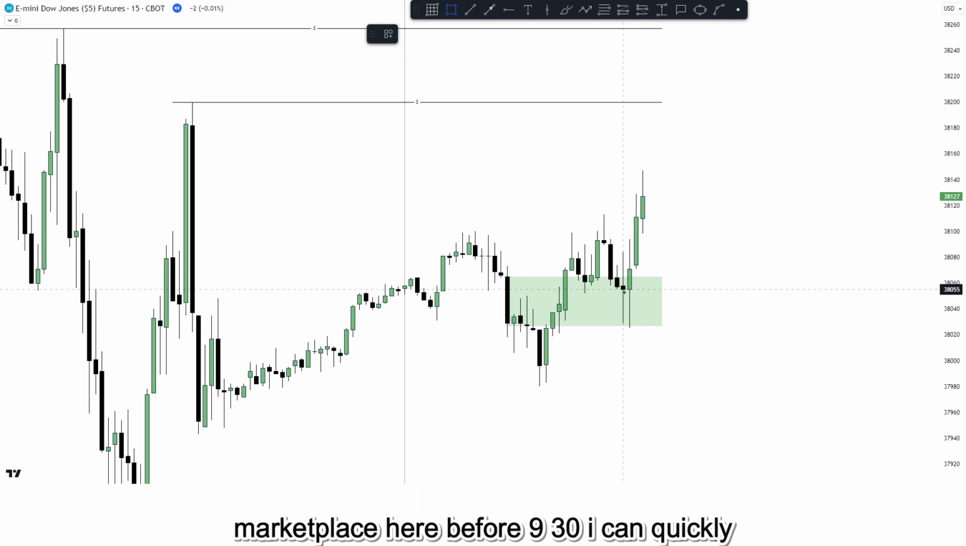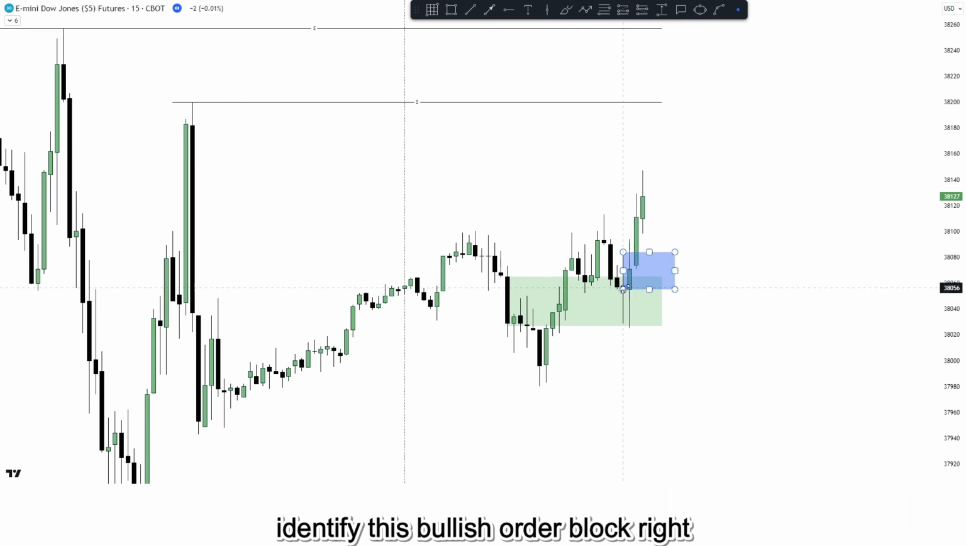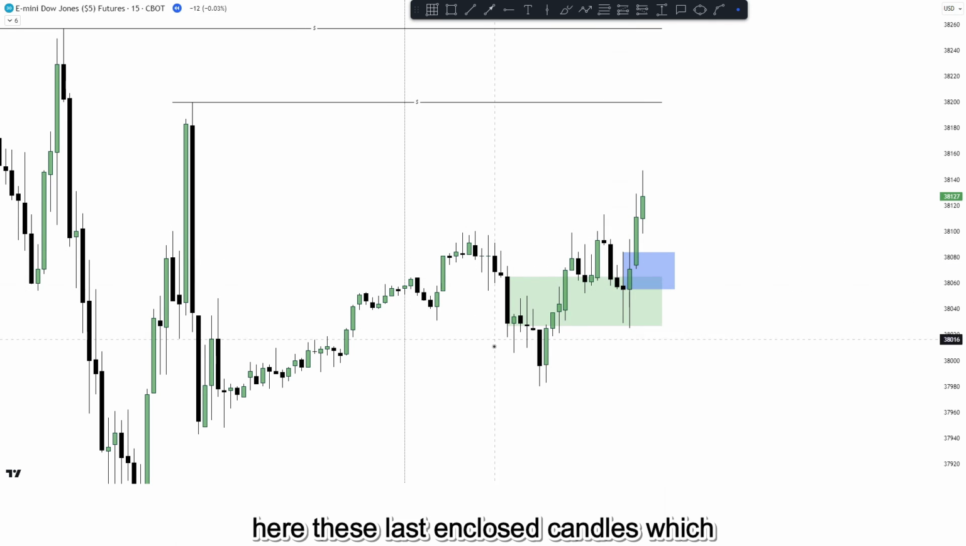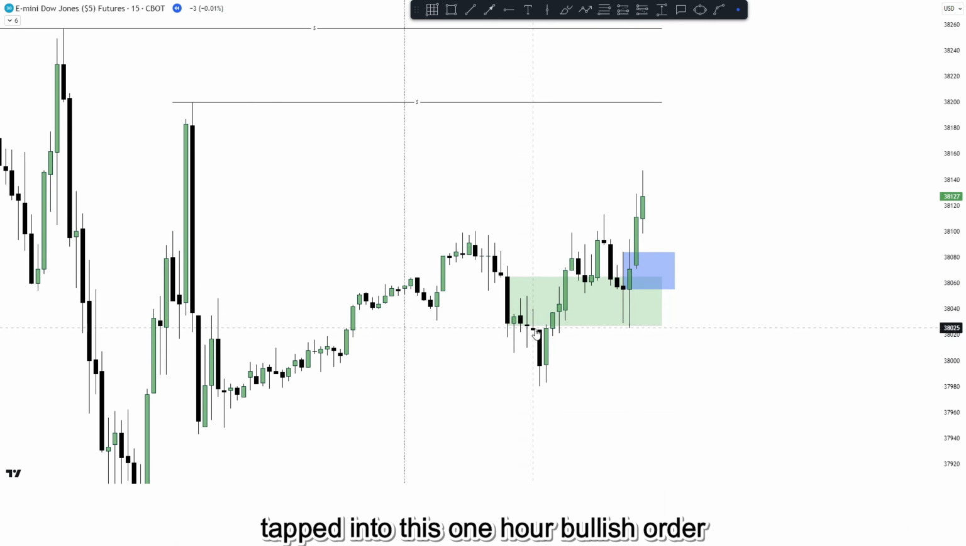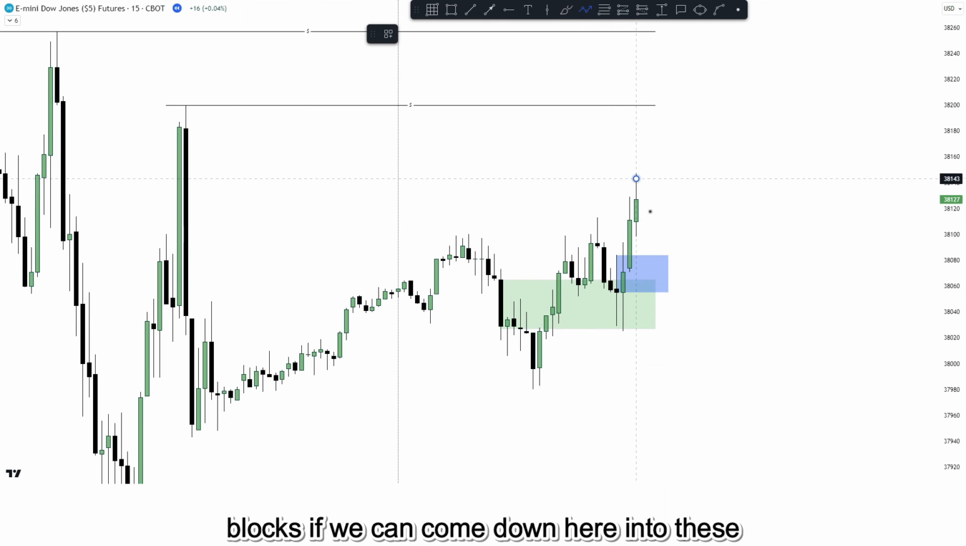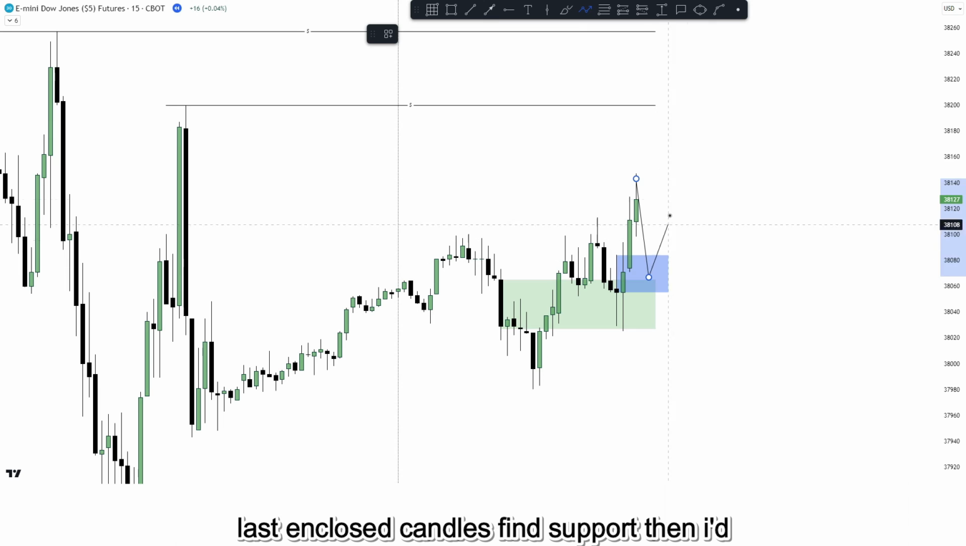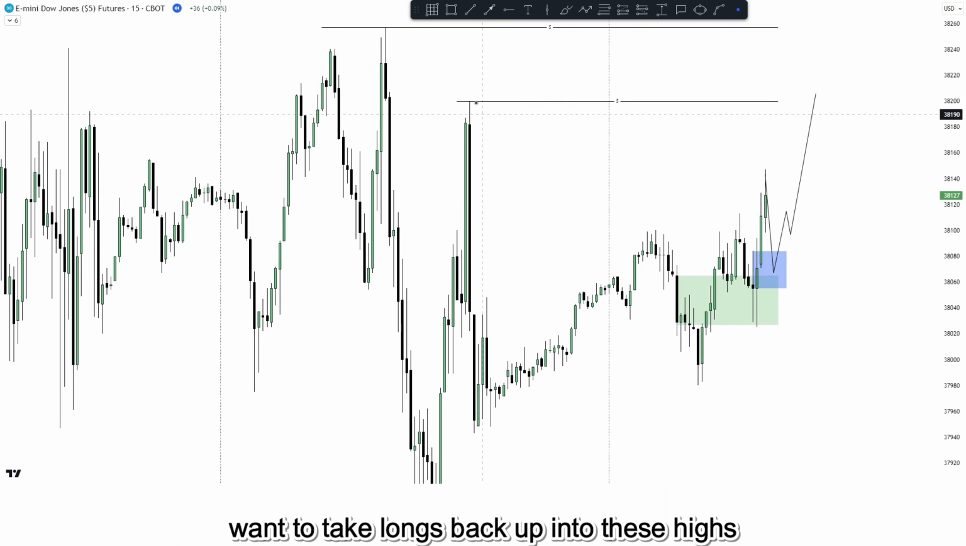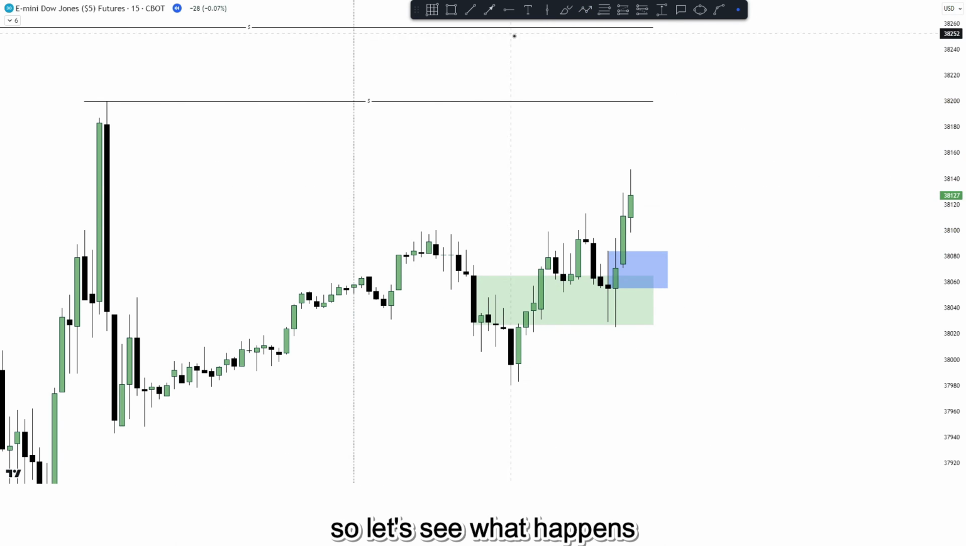So just coming into the marketplace here before 9:30, I can quickly identify this bullish order block right here, these last down close candles, which tapped into this 1 hour bullish order block. So we can clearly identify these bullish order blocks. If we can come down here into these last down close candles, find support, then I'd want to take longs back up into these highs. So let's see what happens.